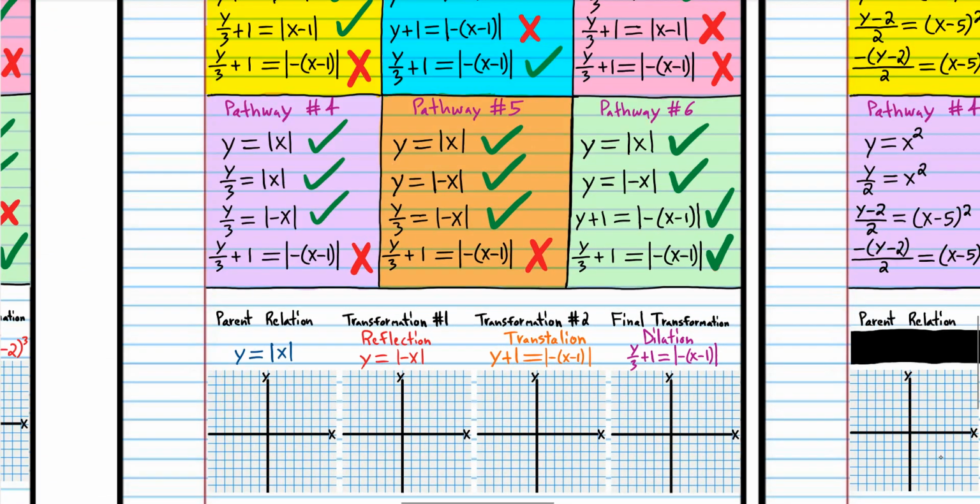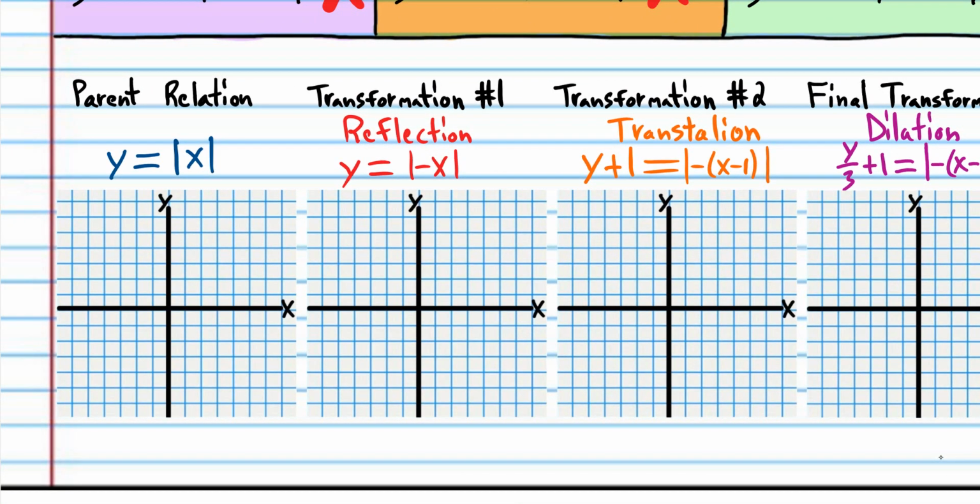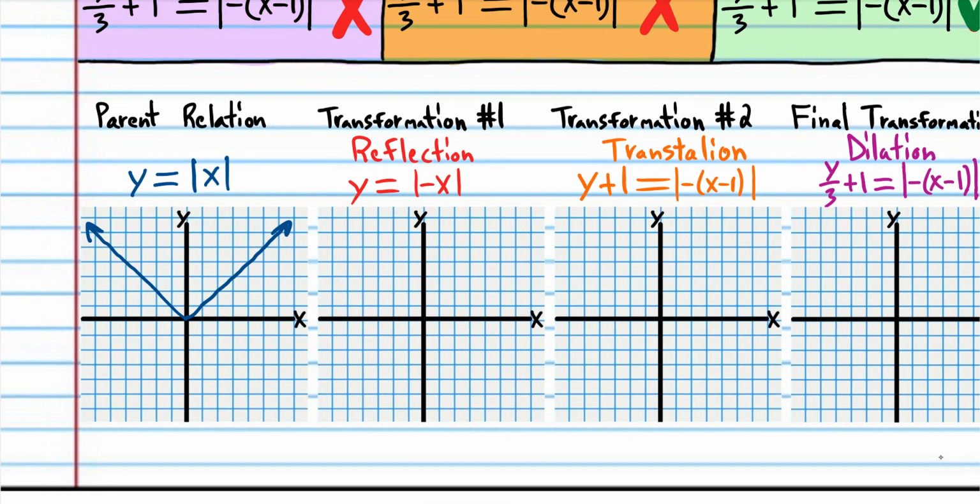So we're going to reflect first, then translate, and then dilate. So we're going to start with the parent graph, of course, and it's just a V. So if you got your V, good job. Then we're going to reflect across the y-axis. Now notice that when you reflect this particular graph across the y-axis, it doesn't really change the graph.